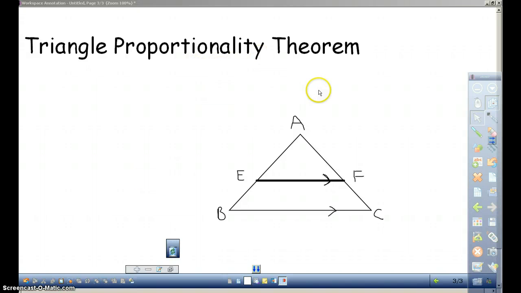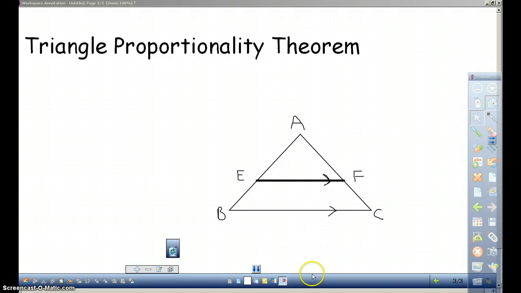Okay, so we're going to talk about the triangle proportionality theorem for a minute. So what does the triangle proportionality theorem say? Well, it says that if a line parallel to one side of a triangle intersects the other two sides, then it's going to divide those sides proportionally.